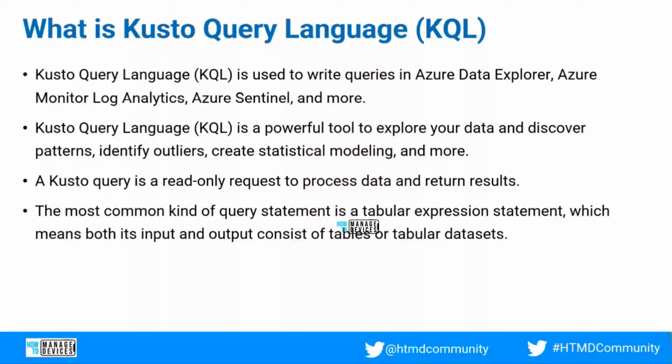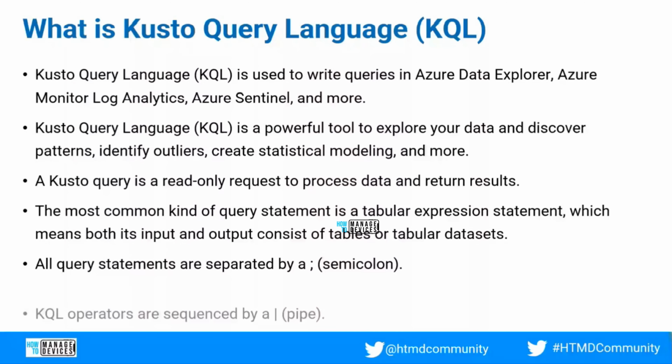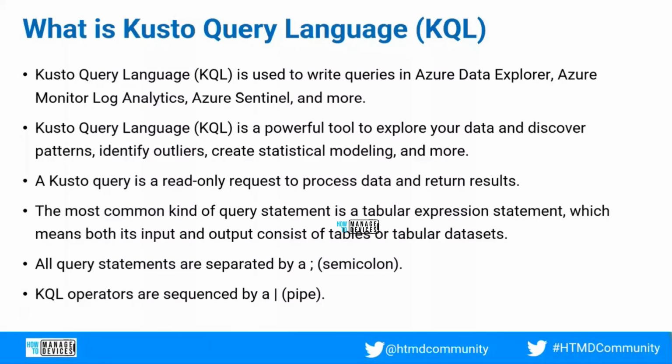All query statements are separated by a semicolon. That's a straightforward sentence. And KQL operators are sequenced by a pipe. What does a pipe mean? If you're good with PowerShell, you would understand what a pipe means. I will show you the operators when I write the query in the Intune portal. But remember, all KQL operators are sequenced by a pipe.